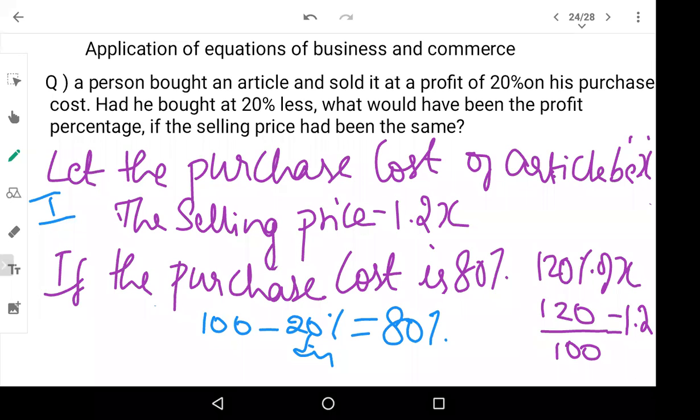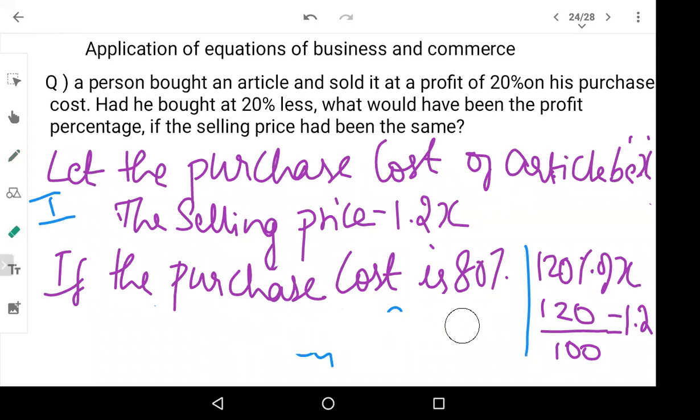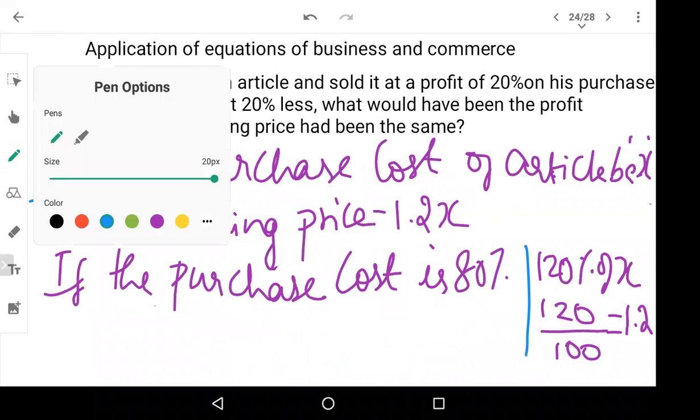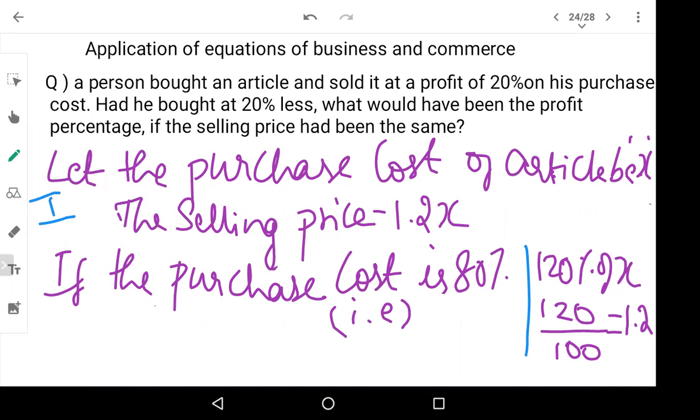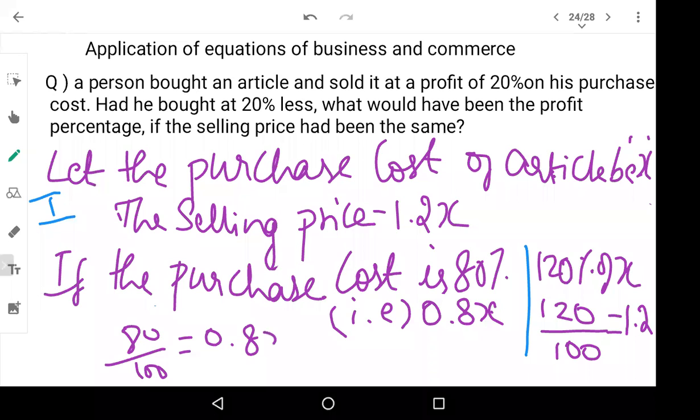If the purchase cost is 80%, then what is going to happen? Let us derive that. If the purchase cost is 80%, then what is the original purchase cost? X, right? So the new purchase cost will be 0.8x. How did I get 0.8? 80 by 100 is 0.8. And the purchase cost of the article is X. Did you all understand this derivation? Any doubts?